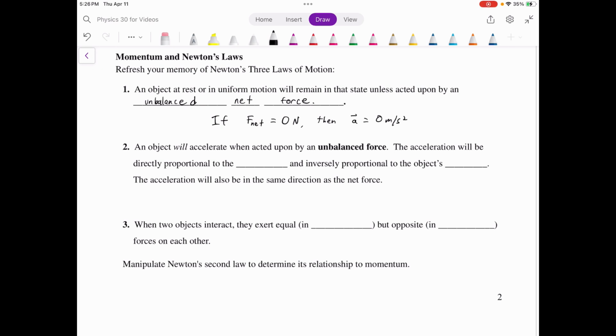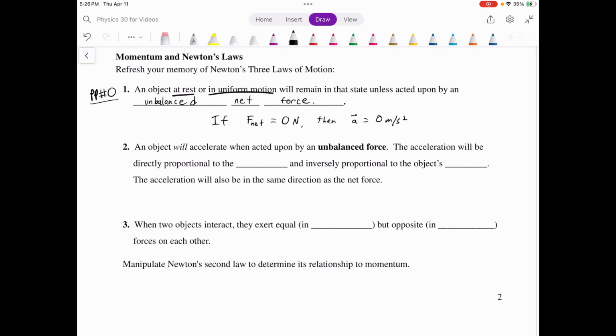Notice I didn't say its velocity would be zero, right? An object can be moving as long as it's moving with uniform motion. That object could still be experiencing Newton's first law, right? It won't change how it's moving. So it could be going 100 kilometers per hour in a straight line. But if it's not speeding up, slowing down, or changing directions, right, then the net forces acting on it must be zero, and it's going to continue to do that. An object at rest or in uniform motion. So this is physics principle number 0.